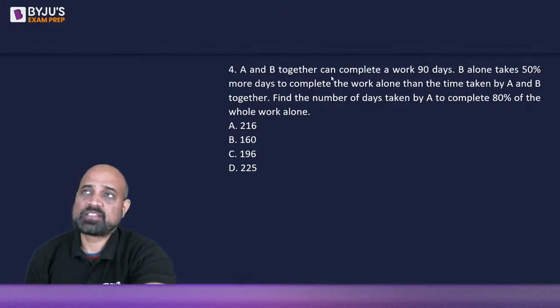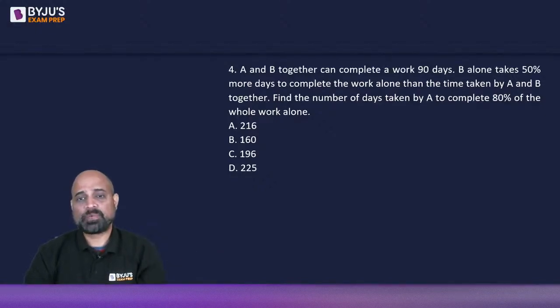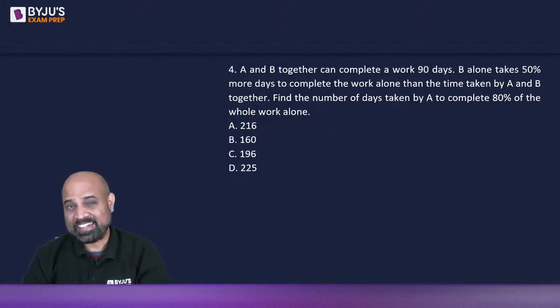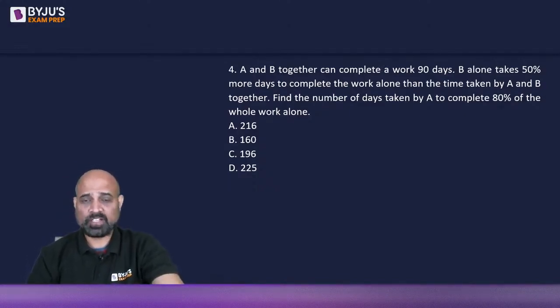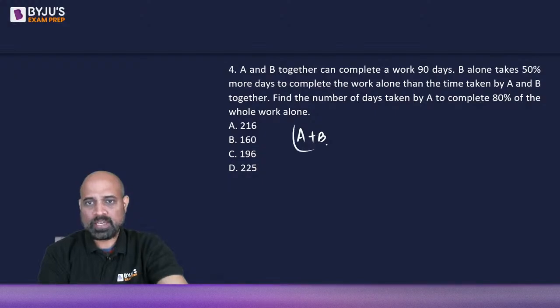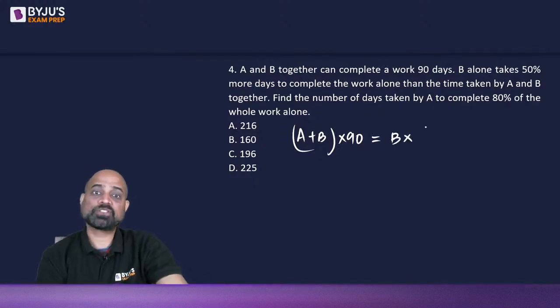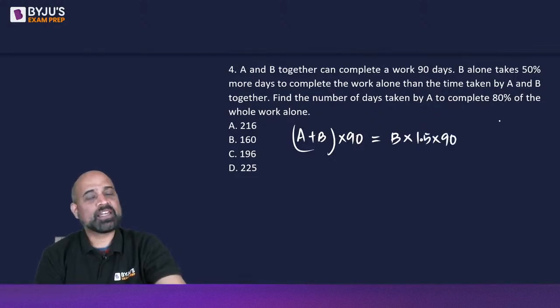Why is that so? क्योंकि when you calculate 80% of a number, it's going to be 0.8 times something. So your answer should be in the table of 8. 225 is not in the table of 8. पर ऐसे देखते हैं, A and B together can complete some work in 90 days, while B alone takes 50% more days, that is 1.5 times of 90, than the time taken by A and B together.